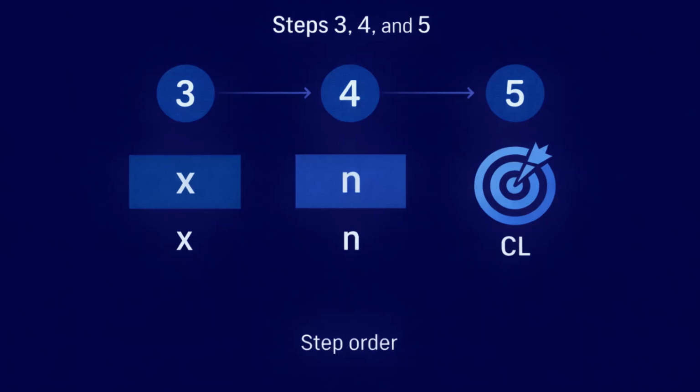The fourth step is identifying the total sample size, often labeled as N. The fifth step is choosing a confidence level. Once these values are known, the software can be used effectively.